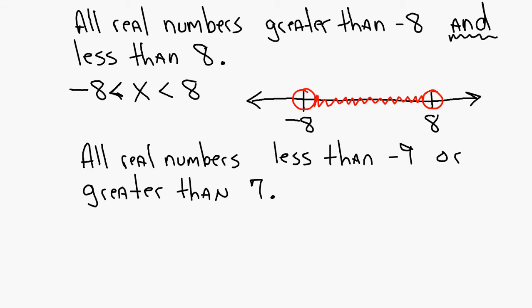All right, so this compound inequality has the word or in it. So when the word or is in there, you're going to write two separate inequalities. The first one is going to be numbers less than -9. So that would be x is less than -9. You just write the word or. The second part of the inequality is greater than 7. So x is greater than 7.